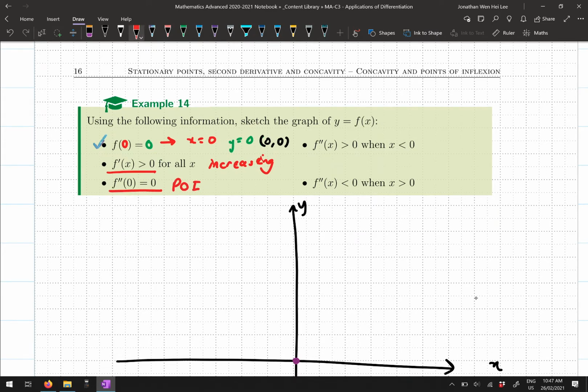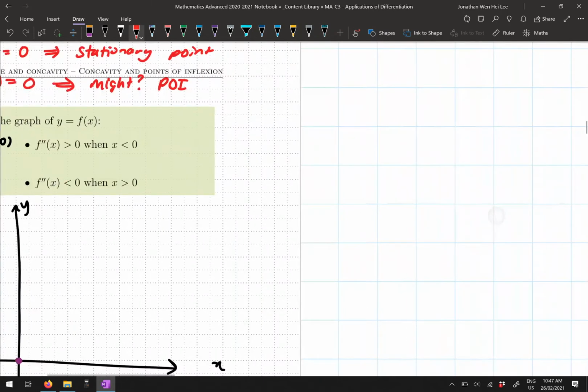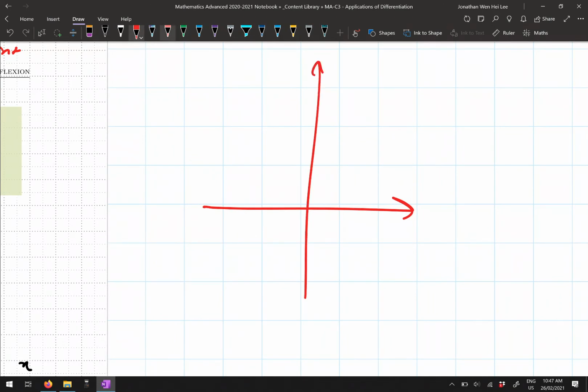So just remember, if the first derivative is equal to 0, that means we have a stationary point. If the second derivative is equal to 0, that might mean a point of inflection. Because what else do we need to check? What's the condition for something to be a point of inflection? And this is where we drew the cubic. If you remember, this was a quartic, and at this point we got that f double dash x is equal to 0. But did we say that this point at the bottom was a point of inflection? No.